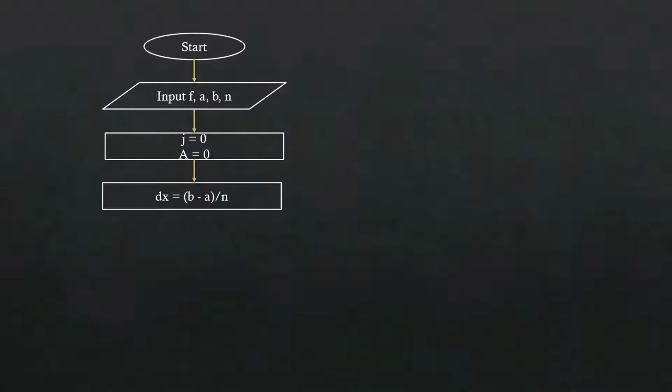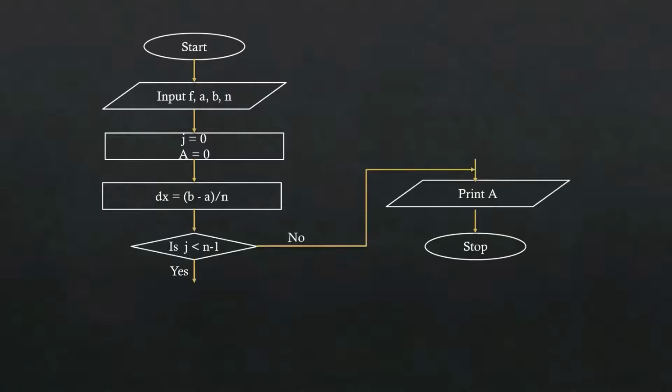Here we start with f as the function, a and b are the limits of x, and the n over here is the step size. Now we are initializing A and j equal to 0, where j is your counter and A is the area of the curve. Dx here is the formula for dividing the x-axis into equal intervals. If j is not less than n minus 1, then we go directly to printing the area under the curve.